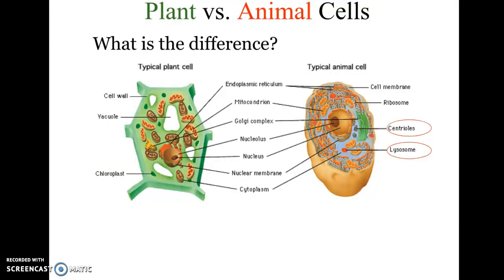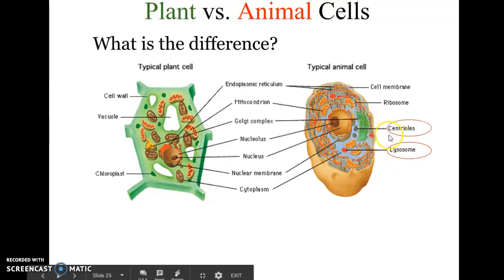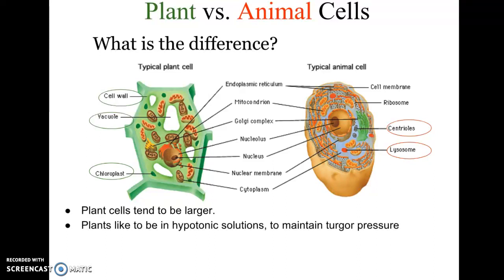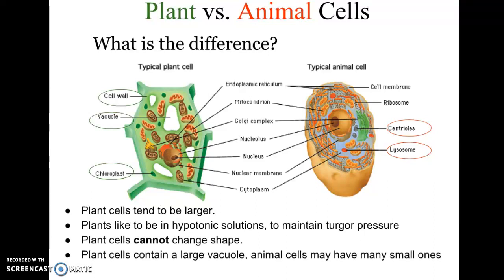And then one thing I wanted you to notice is the difference between plant and animal cells. You can see here that there are certain parts that they all have the same, but with the typical animal cell, they have centrioles and lysosomes, which plants don't have, and plants have cell wall and vacuole and chloroplasts, which the typical animal cell doesn't have. So plants tend to be larger. Plants like to be in hypotonic solutions to maintain turgor pressure. Plants can't change their shape. Plants contain a large vacuole, much bigger than these guys will sometimes have vesicles. And plants have plastids like chloroplasts and leucoplasts.